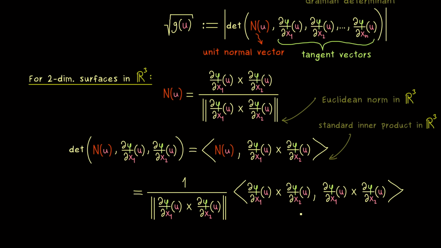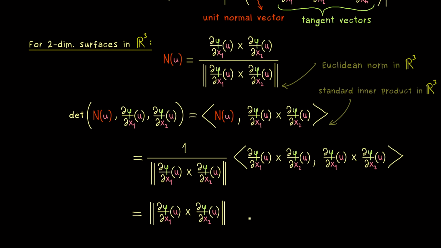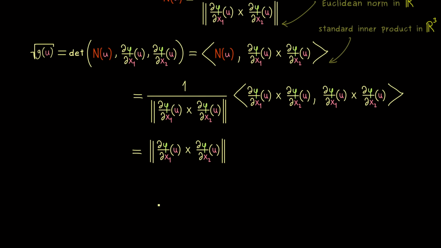So what we actually have is the norm squared divided by the norm itself. Therefore, what remains here is just the norm to the power 1. This means the determinant of the Gram matrix that we need in our calculation of the integral is just given by the standard Euclidean norm of the cross product of the tangent vectors. So actually quite easy to calculate, and that's what I want to show you now with an example.